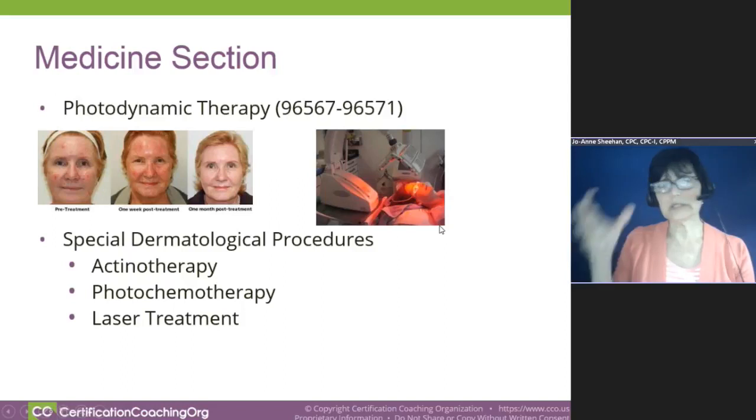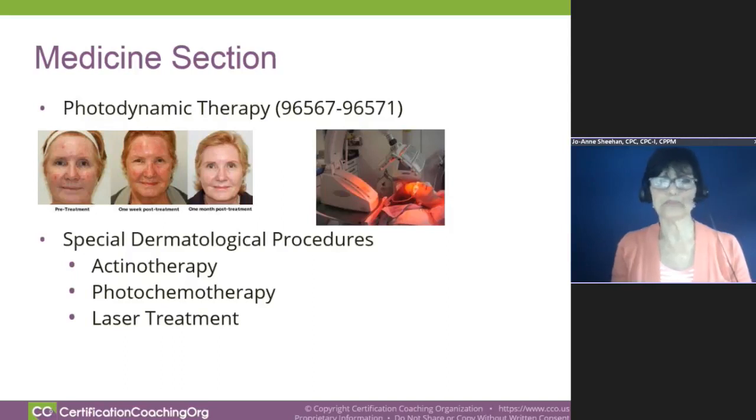I've seen it where it's a handheld piece of equipment as well, but it seemed like the majority of the pictures showed instrumentation such as this. And again, if this is strictly cosmetic, most likely it would not be paid. Special dermatological procedures, actinotherapy, photochemotherapy, and laser treatment.